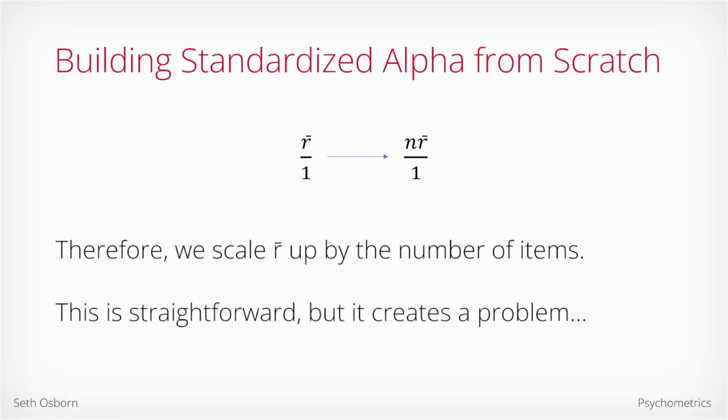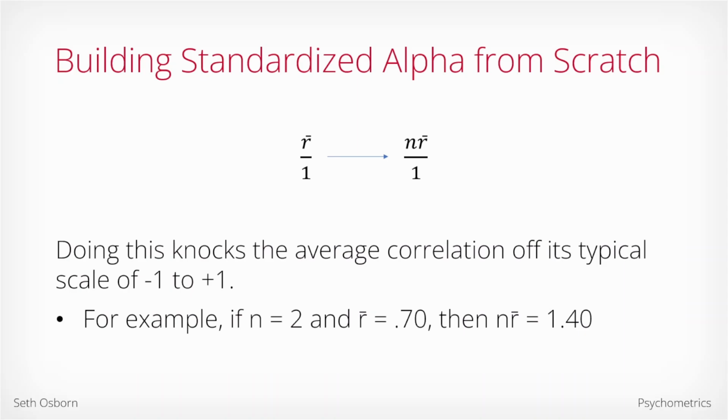but this creates a problem. Specifically, when we do this, we're knocking the average correlation off its typical scale, ranging from -1 to +1. Take a quick example. Let's say we've got two items in our test and the correlation is 0.7. If we double that, we come to 1.4. That is not a possible correlation. A correlation is not supposed to be larger than 1.